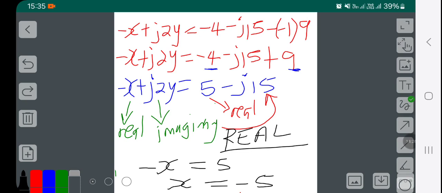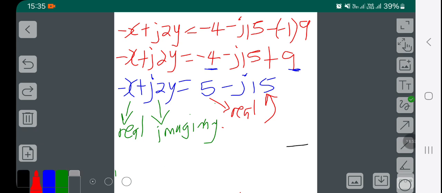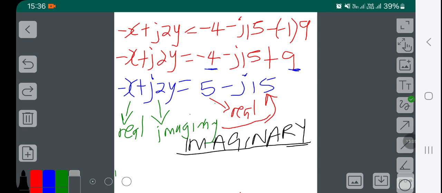As you can see, the way we solve our x, we equate our real number on the left hand side with the real number on the right hand side. So let's do the same thing for the imaginary. Let's equate our imaginary on the left hand side with the imaginary on the right hand side. What is your imaginary on the left hand side? It's plus j 2y. Then what is your imaginary on the right hand side? It's negative j 15.